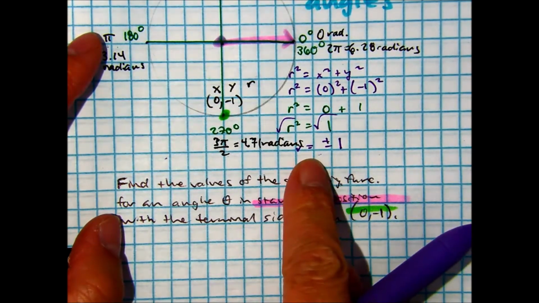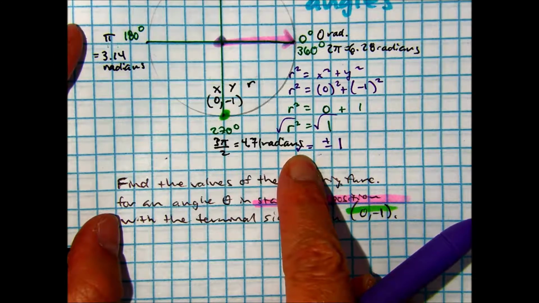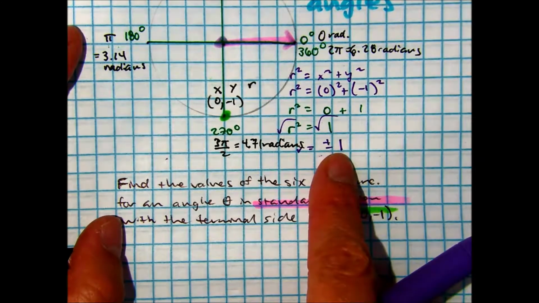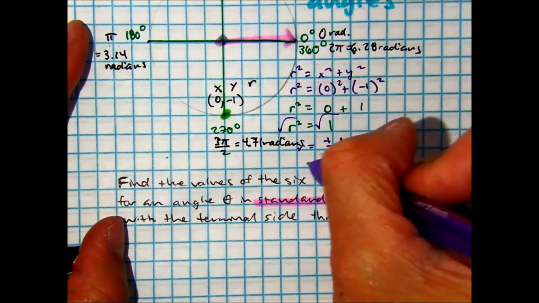Question. What does r stand for? Radius. Can a radius be a -1? So our answer is r is equal to 1.